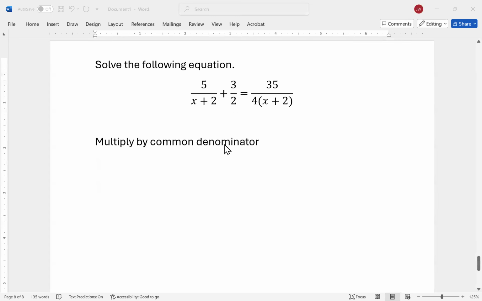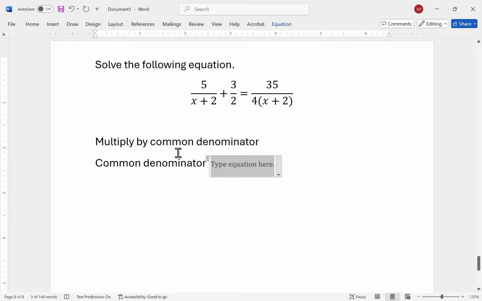Once again, there are multiple ways of solving this, but I'm going to solve this by multiplying by a common denominator. Now, to get the common denominator, what I would do is I would say that since we have an x plus 2, I need an x plus 2 as a single unit.